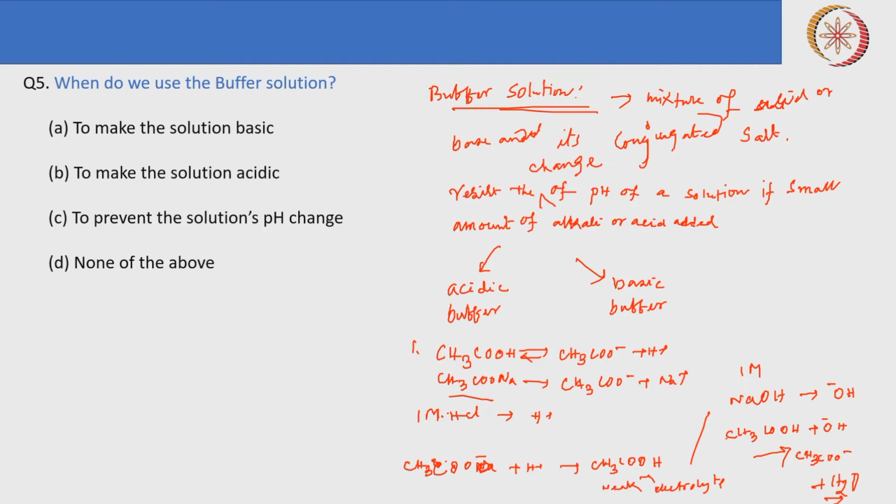Now if you see the options, to make the solution basic, that cannot be correct. To make the solution acidic, since the pH will not change so much, the acidity or basicity will not change. So in a buffer solution, if you add some alkali or something, the pH will not change. That means the solution will not become acidic or basic.